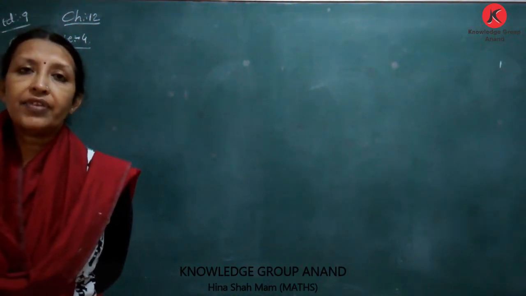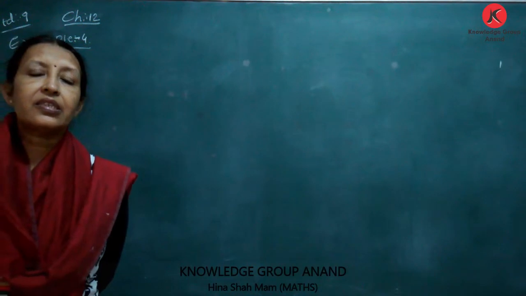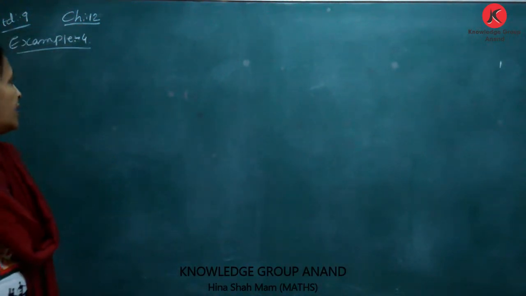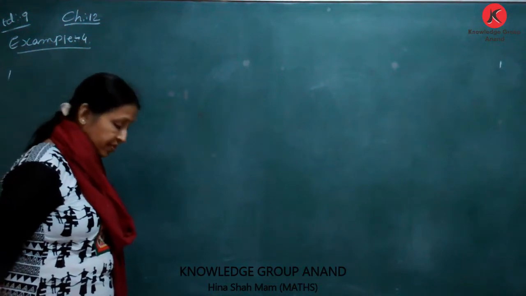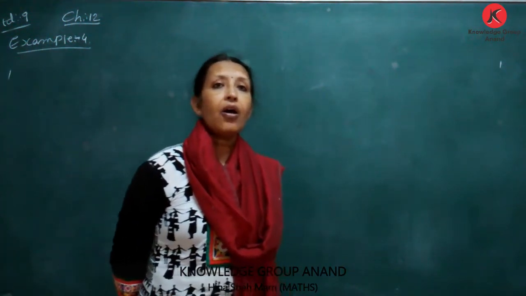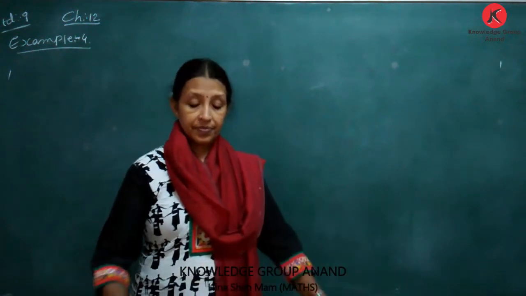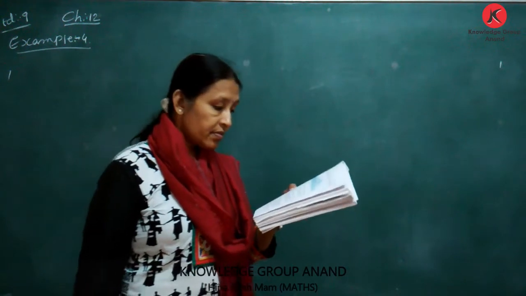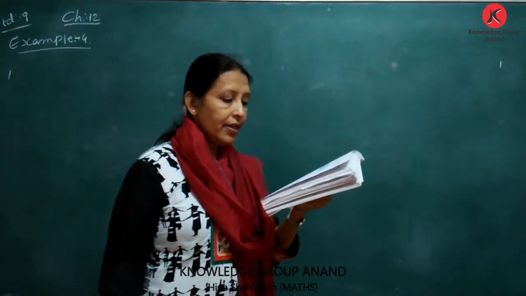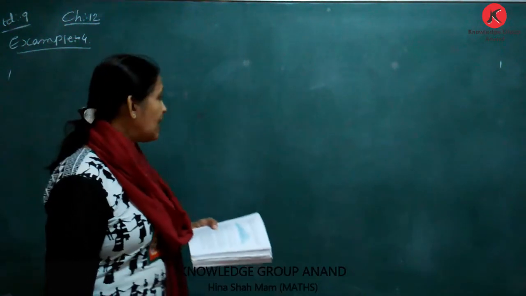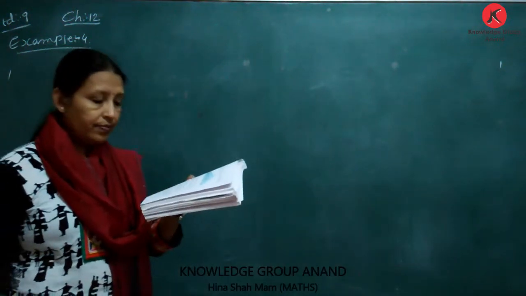Last day we completed our exercise 12.1. In this lecture, we learn area of quadrilateral. Open your book. Heron's formula to find the area of a quadrilateral. Now, example number 4.